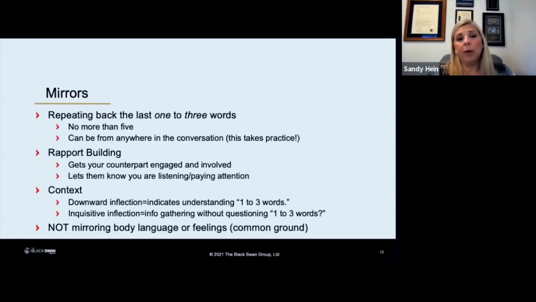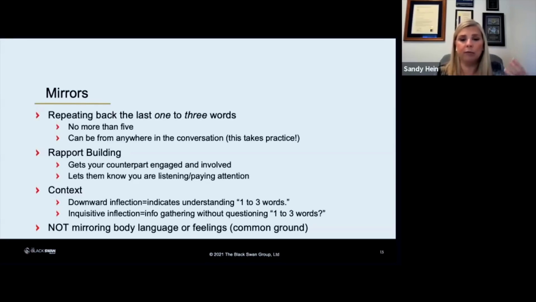So it can be from anywhere in the conversation, but this does take practice. If you're listening to someone and they're going on for 3-4 sentences, and you hear something that you want more information about, you mirror that specific thing. Okay. It's not an issue. It doesn't break someone's train of thought because they already brought it up. So they already have it in their mind.